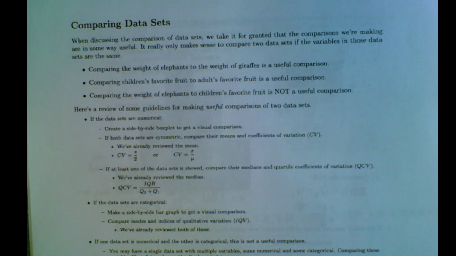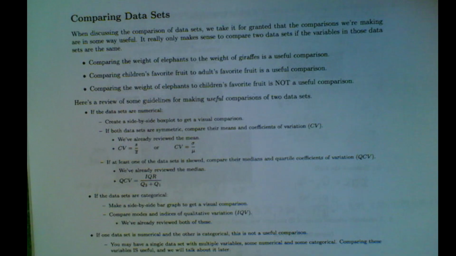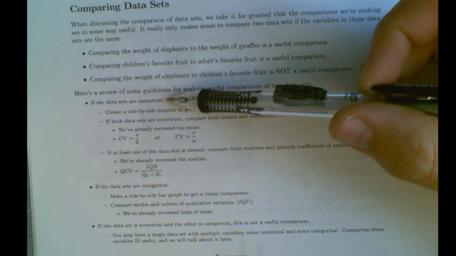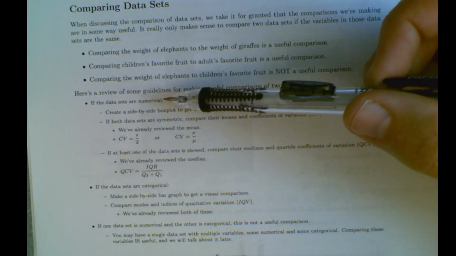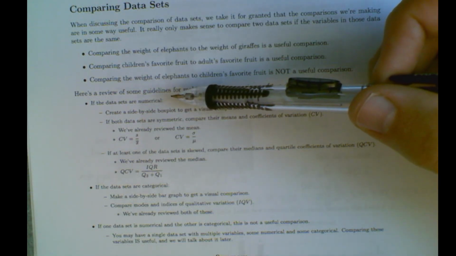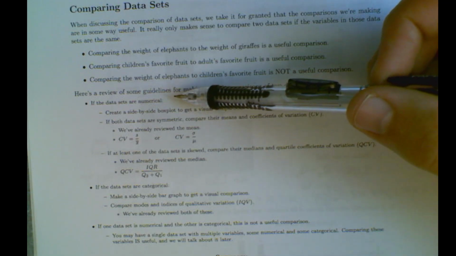So we'll take it for granted that when we're asked to compare data sets, it makes sense to do so, which means that we're going to be comparing the same variables in the 2 different groups that we're trying to compare. Let's review how to do this. If you have data sets and the variables are numerical, remember you have to be comparing the same variables, so they would both have to be numerical. Then what you're going to do, first of all, is create a side-by-side box plot.